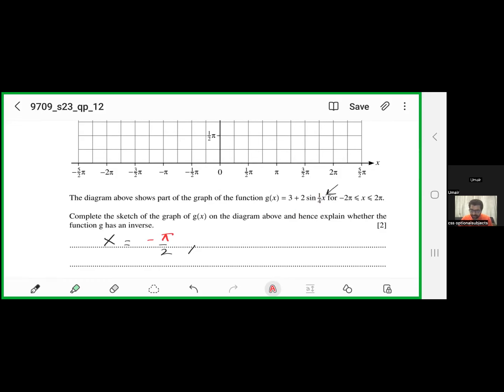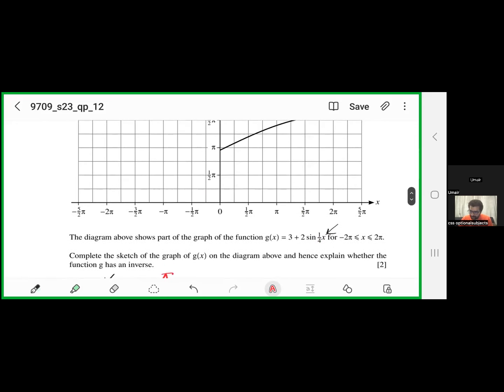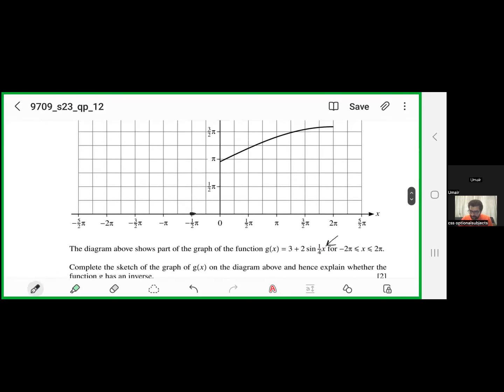Okay, so you will be getting the value against minus pi by 2. That will be almost over here. If x is minus pi by 2, then the value on the y-axis, that is on the calculator, is nearly equal to somewhere over here between pi and pi by 2. So this is the value of y, I mean g(x), that you will get when you use minus pi by 2 over here.